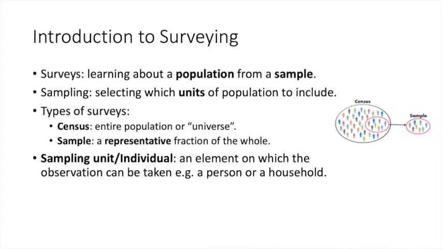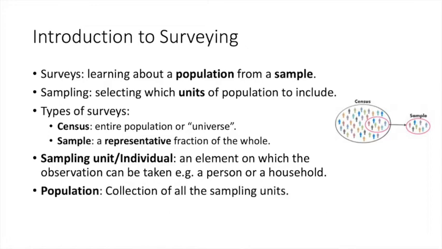A sampling unit or an individual is a unit of observation. In other words, it is an element on which an observation can be made. For example, a person or a household. A population is a collection of all the sampling units regardless of whether we can access it or not. For example, all the people living in the UK represent its population.